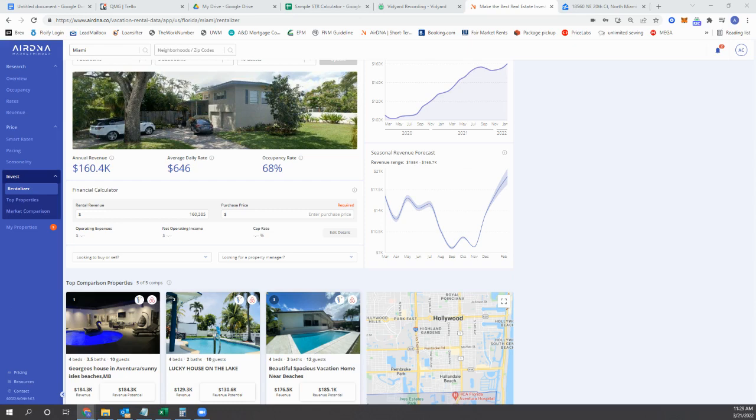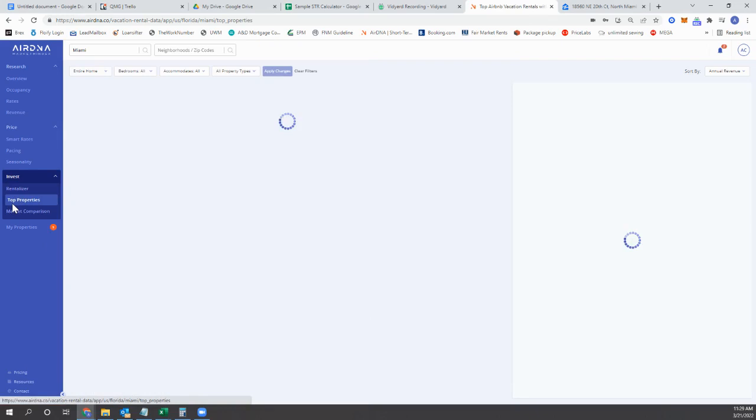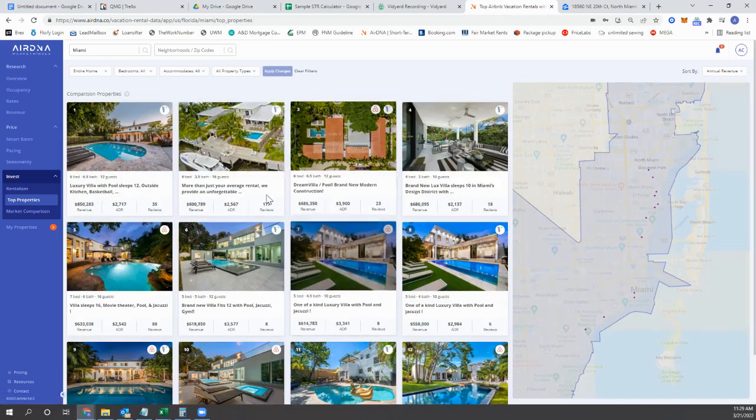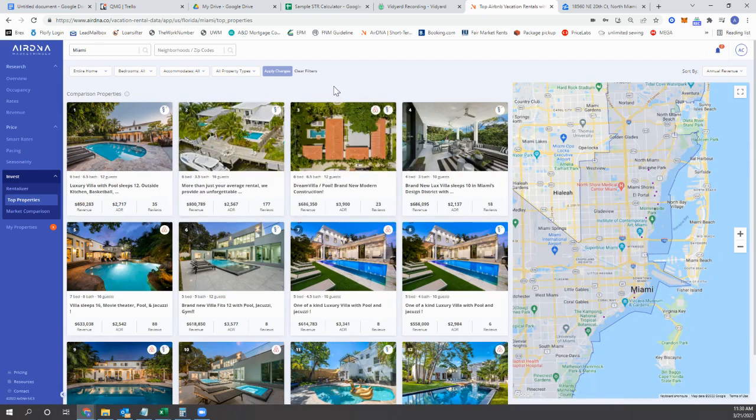So we're going to go to the top properties in the area and see what amenities they offer, see what they look like, and compare them to our own property with a realistic determination of where we can operate. So we're going to go to the top properties tab. We're going to wait for this to load up, and we're going to objectively determine where we can fit our house in these top properties based on the amenities and the physical location.